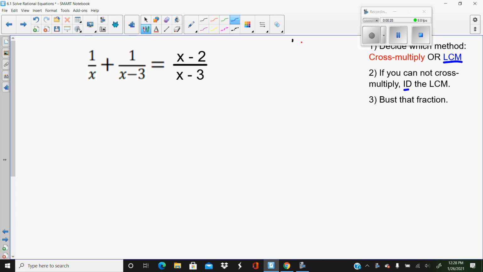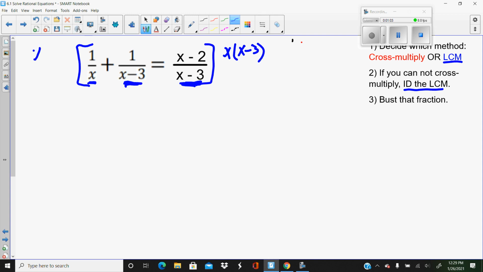So now the big question is, how do we identify that least common denominator? Well, it's actually really easy. We're going to set up to bust this fraction, and we're going to take from our denominators every factor that appears one time. All righty, so x appears here once, so I'm going to use x as a part of our least common denominator, and x minus 3 appears once here, but it also appears once over here, so I only need to use it one time as part of my least common multiple, okay?